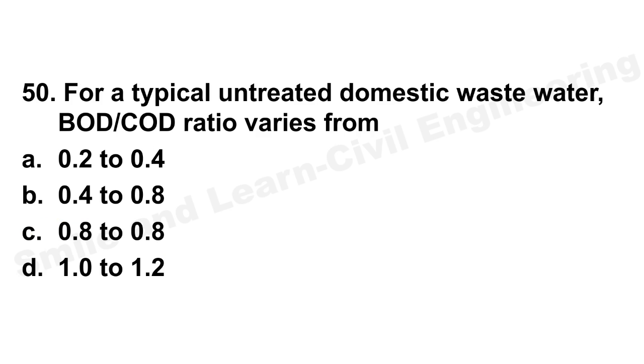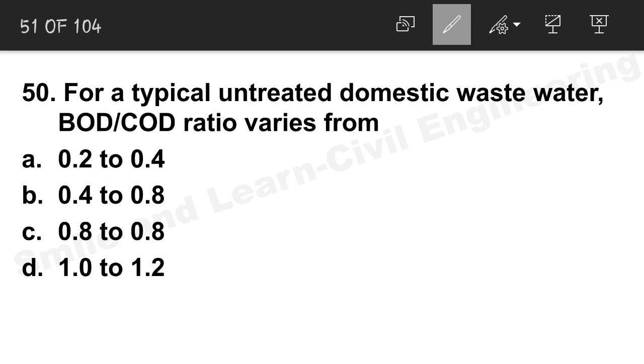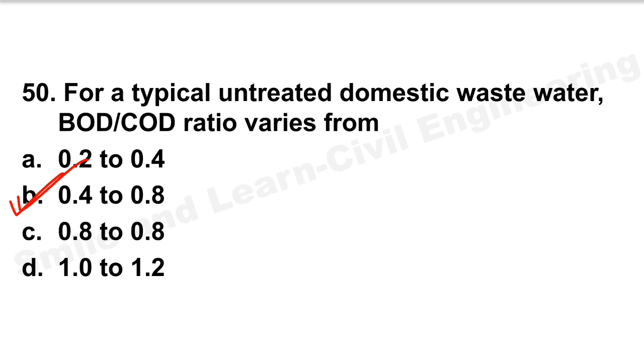Let's move on to question number 50. Almost half the part we have done. For a typical untreated domestic wastewater, BOD by COD ratio. This is a very conceptual question. BOD by COD ratio, very important also. Option B will be the correct answer. 0.4 to 0.8.